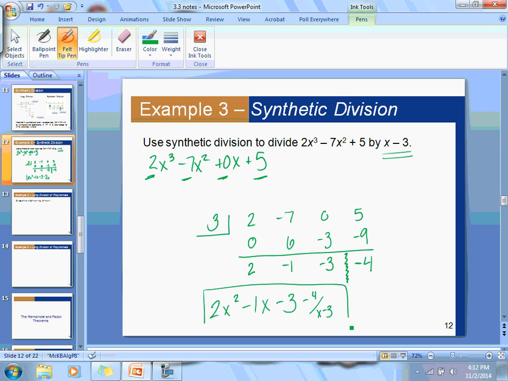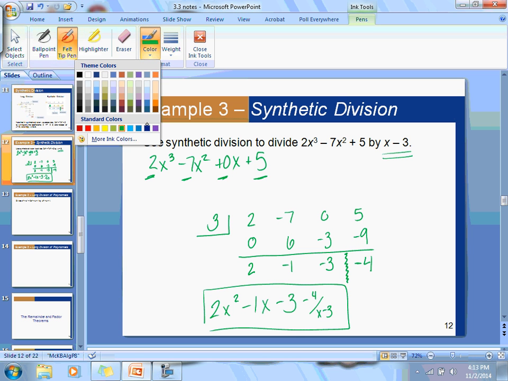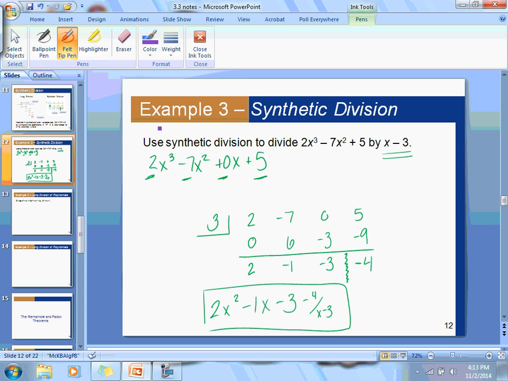Now again, you can write your answer like that. If you want to write your answer using the book's method, let me write it up here, you'd have the whole part of your quotient, meaning the non-remainder part, in parentheses, times what you were dividing by, and then you add on your remainder at the end. Or in our case, we put minus 4 because it was a negative 4. Okay, so if you want to write your answer like that, you can. If you want to just leave it in the format that you're used to, that's fine as well.